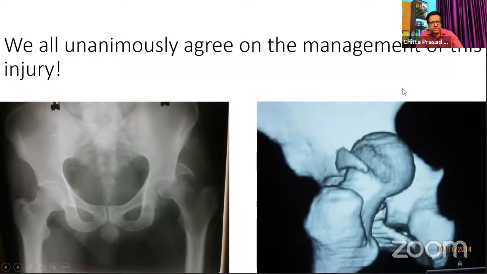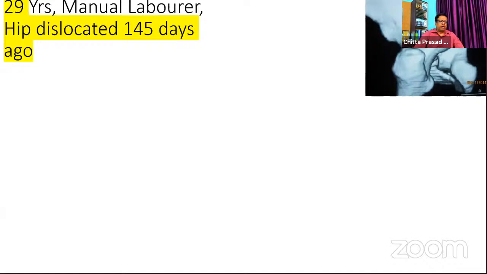See, everybody would say this is a very simple posterior dislocation with fracture of the posterior wall. Everybody agrees that you reduce the fracture closed, check for the stability. If you are not happy, go inside, use a Kocher-Langenbeck approach, fix this fracture, and you are happy. But when it is already 145 days old, the whole personality of the fracture changes. This man sustained dashboard injuries.